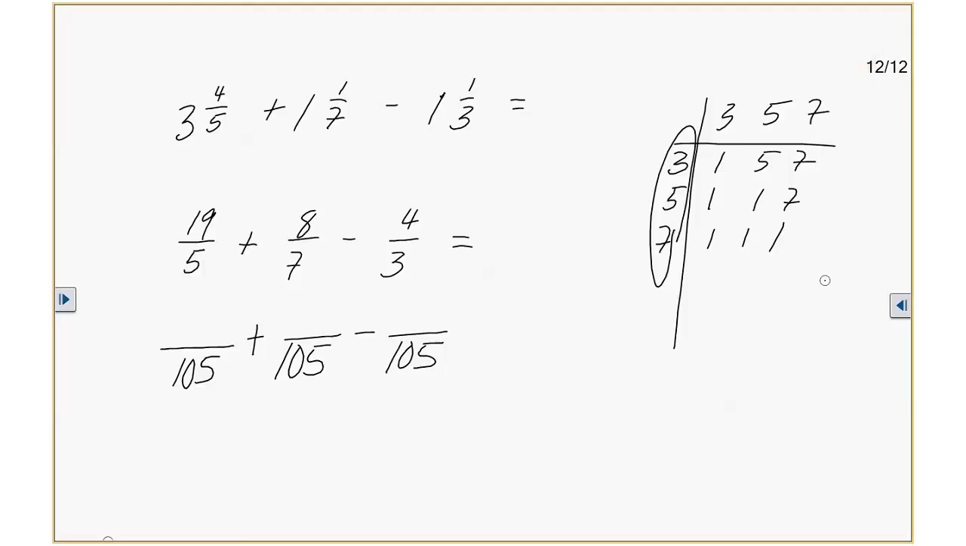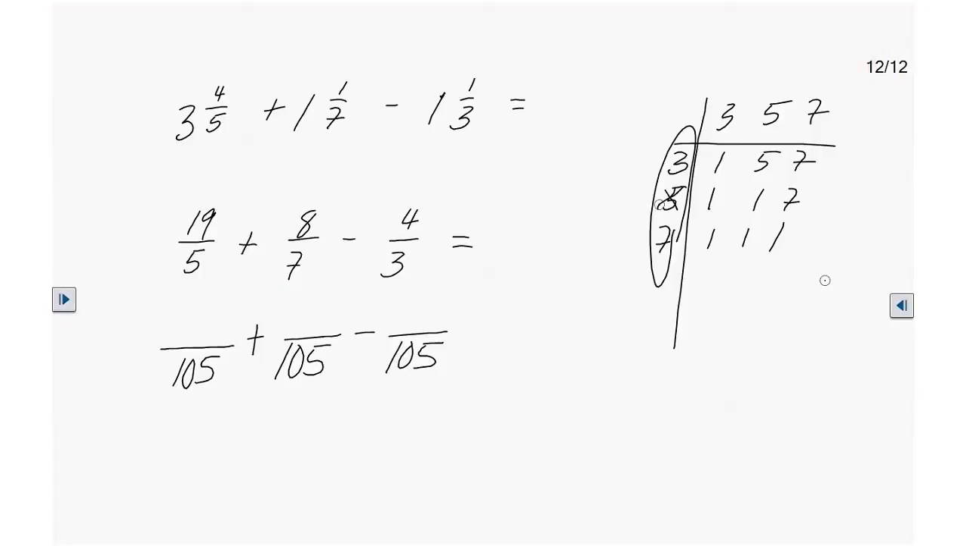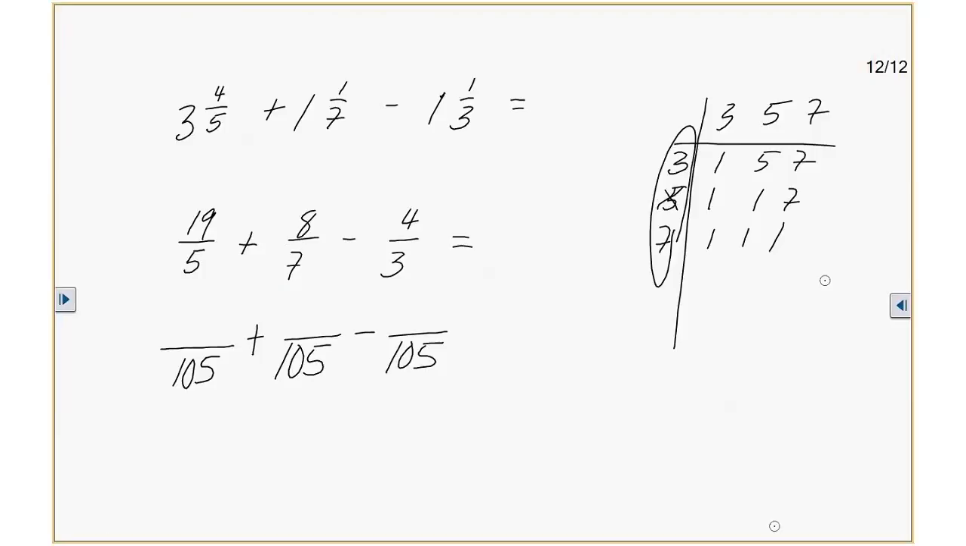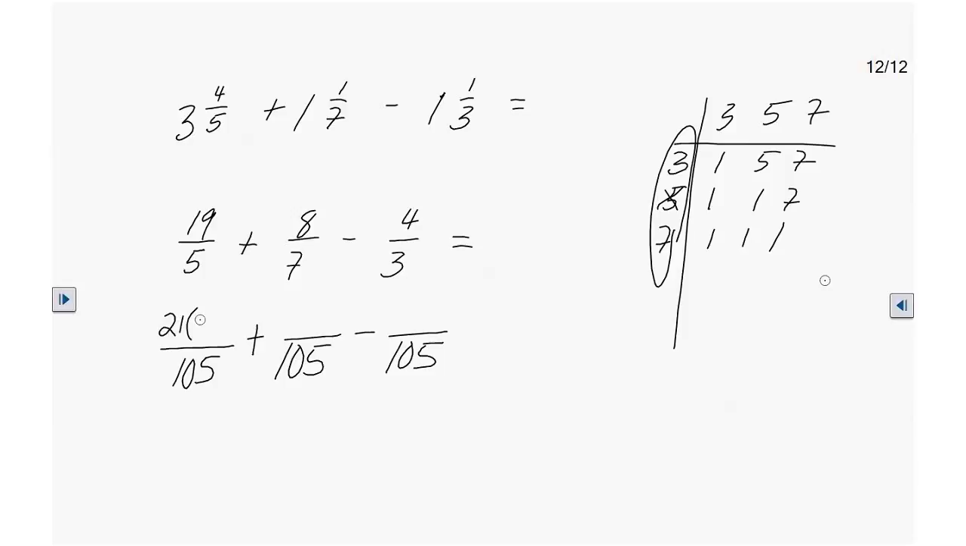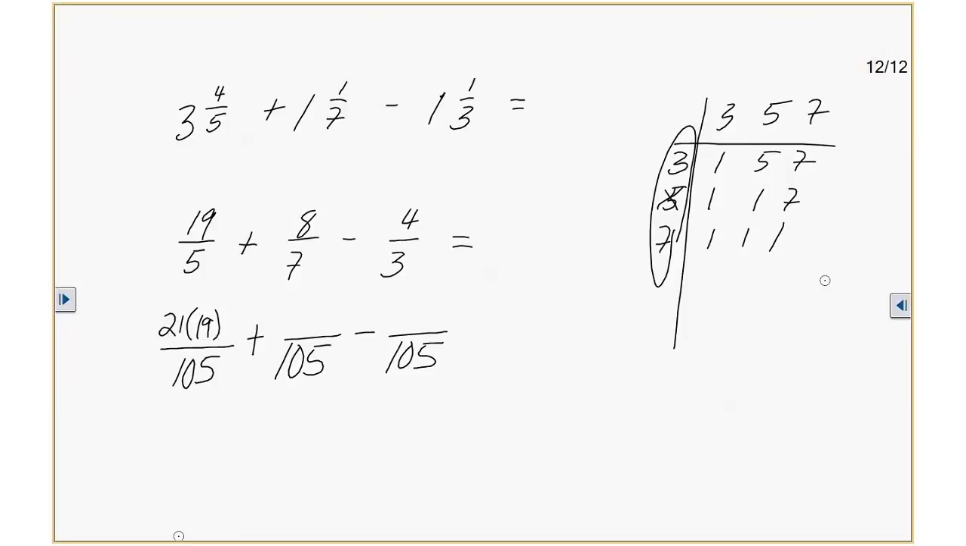All right, now 5 goes into 105 how many times? 21 times, Hubert. That's right, class. 21 times 19, I can't do it in my head right now, so I'll come back to it. 7 will go into 105 how many times? 15 times, Hubert. 15 times 8 is 120.